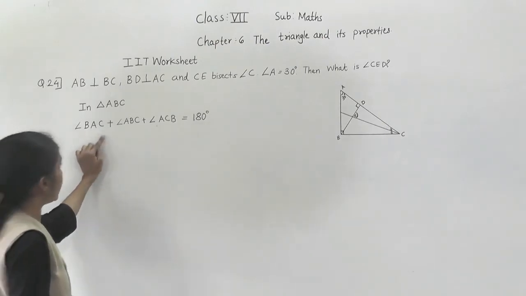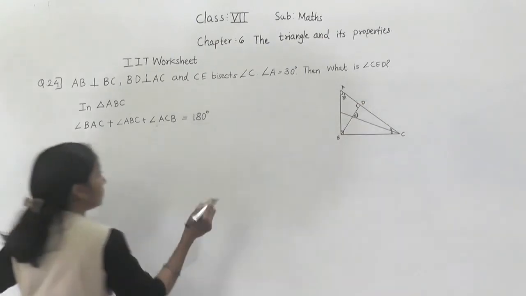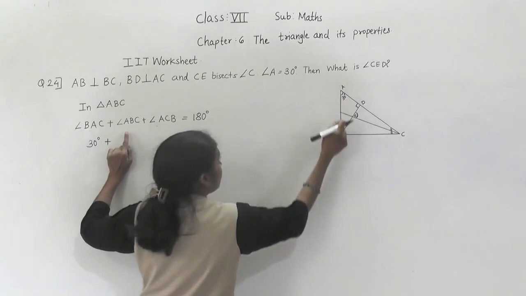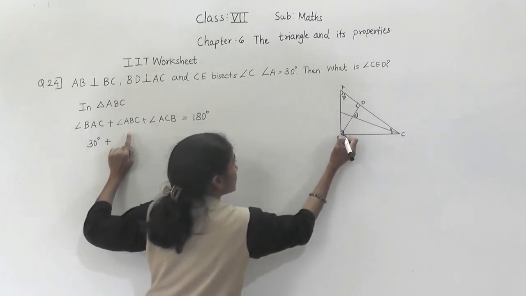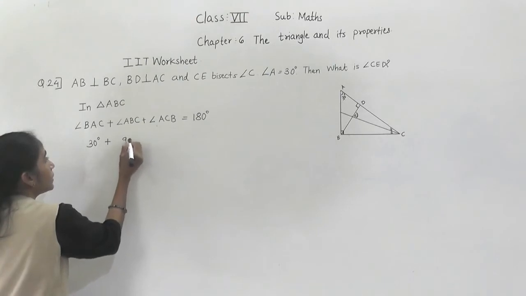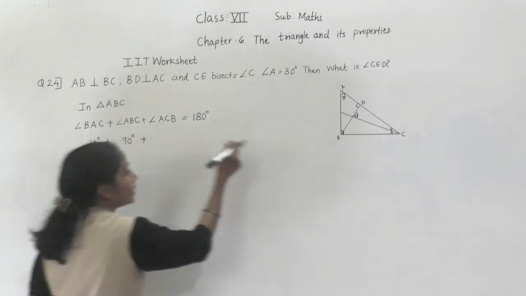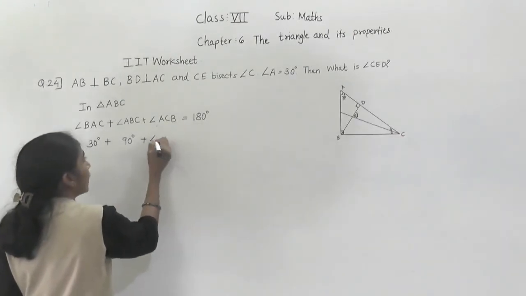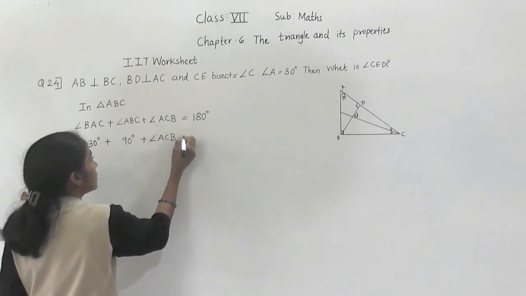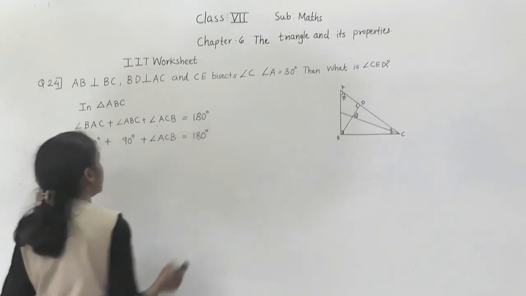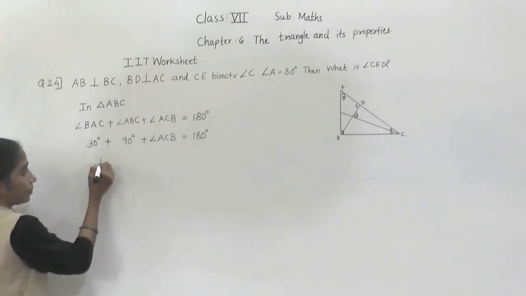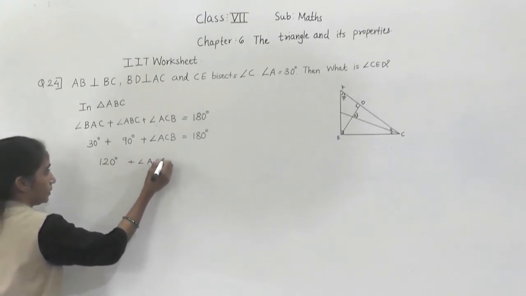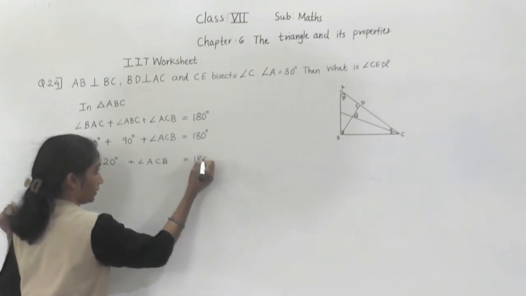Now angle BAC is angle A, how much is it given? BAC is 30 degree, plus angle ABC, this is 90 degree, plus angle ACB, this angle we don't know, this angle we have to find, is equal to 180 degree. Now 90 plus 30, 120 degree, plus angle ACB is equal to 180 degree.